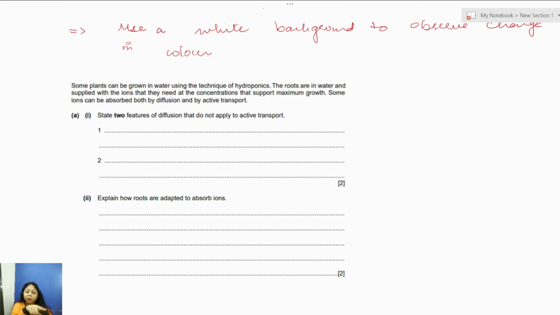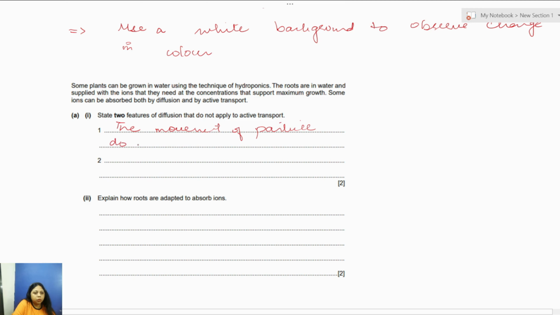Read the question carefully. You have to tell about diffusion only. There's no need to write that while in active transport this happened. Just write it for diffusion. Good, the movement of particles down the concentration gradient.